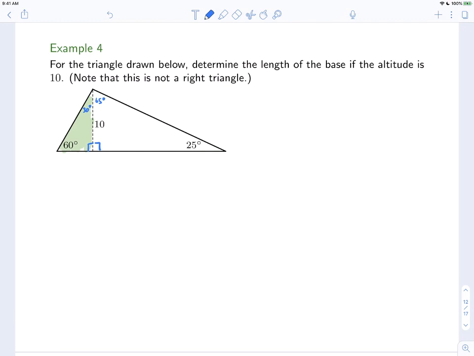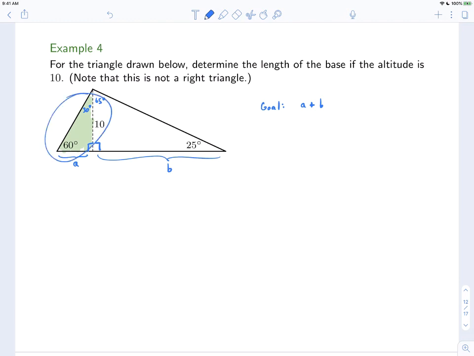So what we're going to do is call this length A and this length B. And then the length of the base, our goal, is to compute A plus B. That's what we're looking for. We want to figure out the value of A plus B. So if we figure out the value of A and then figure out the value of B, that will give us the answer we seek. Alright, so how are we going to go about doing this? Well, the first thing we'll do is solve for A.